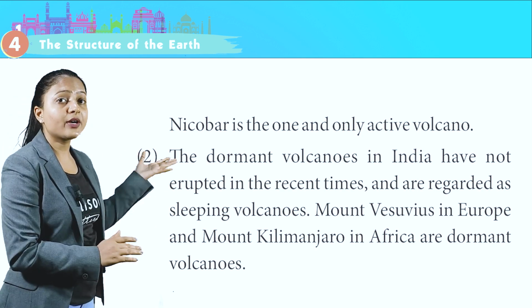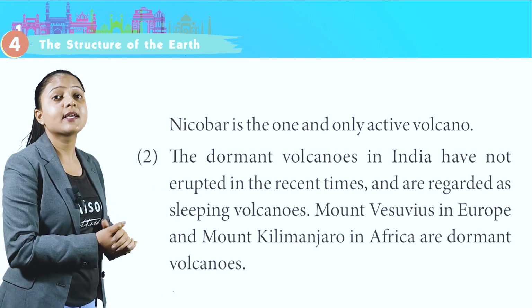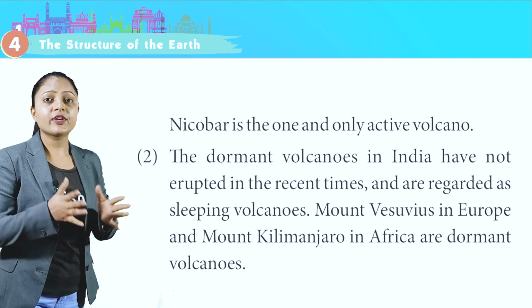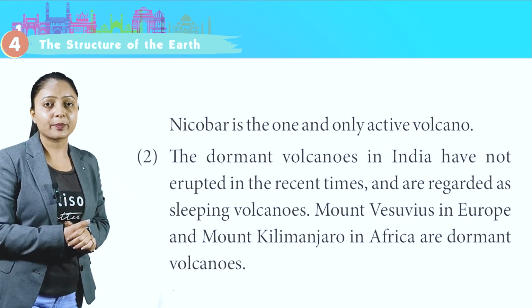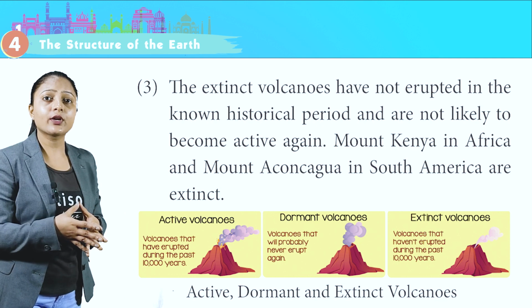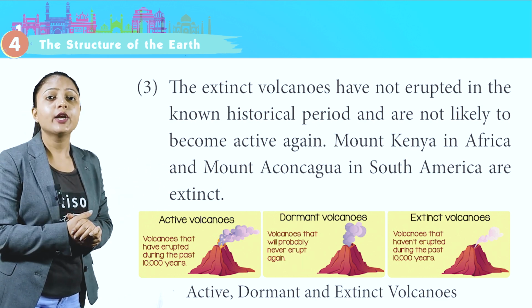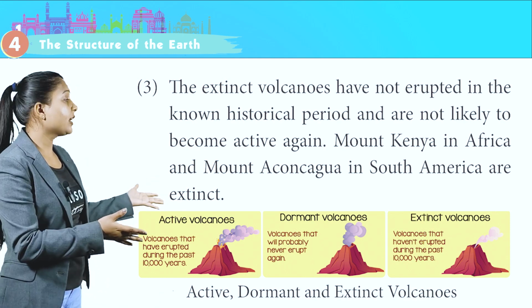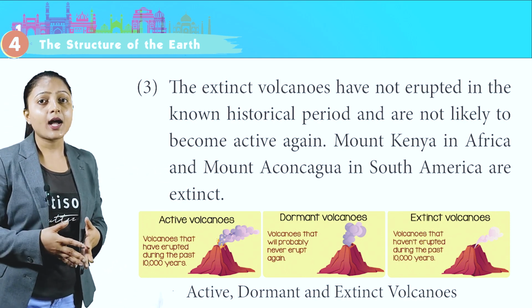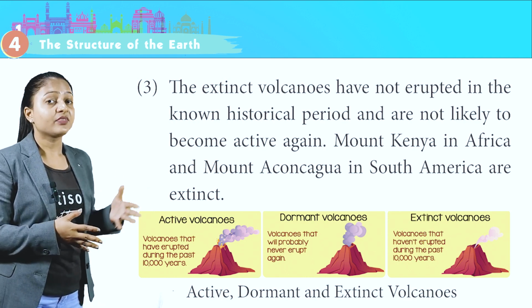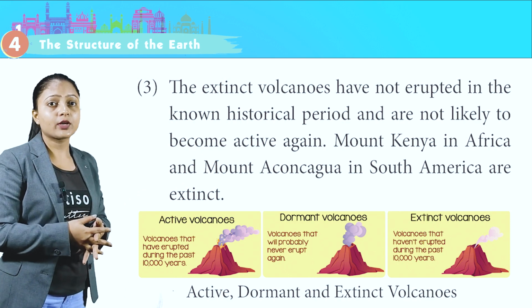Second, the dormant volcanoes have not erupted in recent times and are regarded as sleeping volcanoes. Mount Vesuvius in Europe and Mount Kilimanjaro in Africa are dormant volcanoes. Third, the extinct volcanoes have not erupted in the known historical period and are not likely to become active again. Mount Kenya in Africa and Mount Aconcagua in South America are extinct. These are the images of active, dormant, and extinct volcanoes.